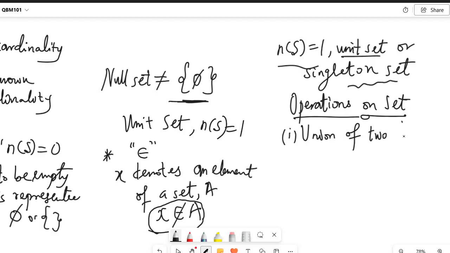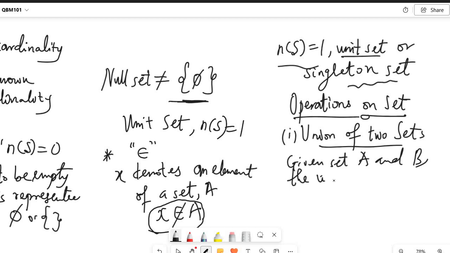Let's start with something basic: union of two sets. If I have given sets A and B, the union is denoted by A union B. This is the symbol for union. It's just like a capital U. A union B simply means, now what does it mean?